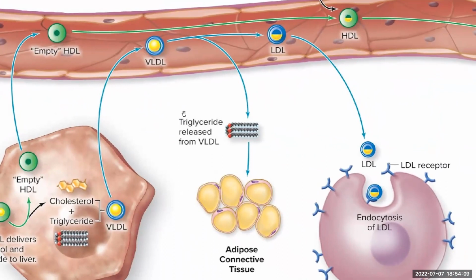So it drops off the triglyceride. You can see the yellow is now decreased. It looks like it's a little bit lower, right? So it's offloaded some of the lipids. The triglycerides are now hanging out in the adipose tissue, needed for a rainy day.